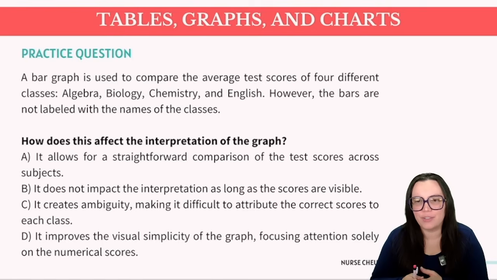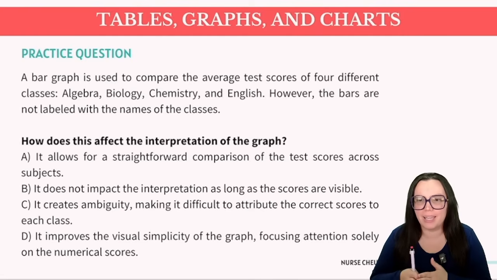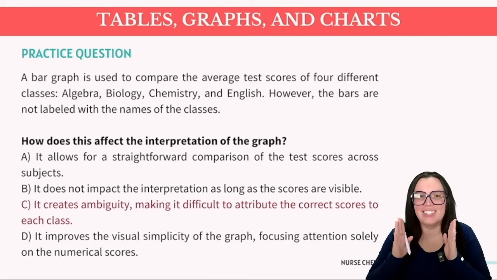Is it A, it allows for a straightforward comparison of the test scores across subjects? B, it does not impact the interpretation as long as the scores are visible? C, it creates ambiguity, making it difficult to attribute the correct scores to each class? Or is it D, it improves the visual simplicity of the graph, focusing attention solely on the numerical scores? And the correct answer is C.